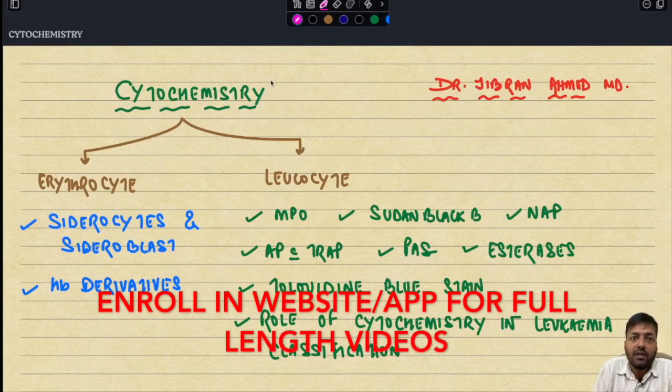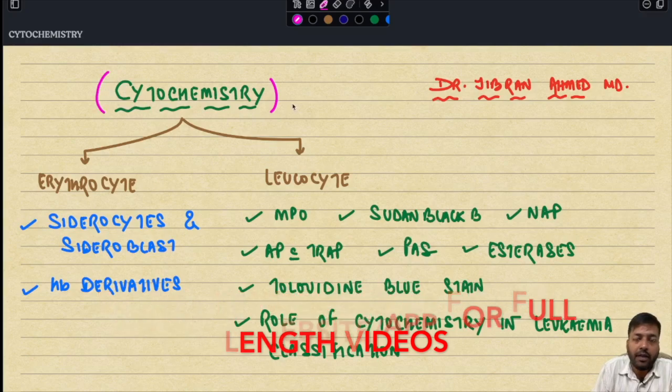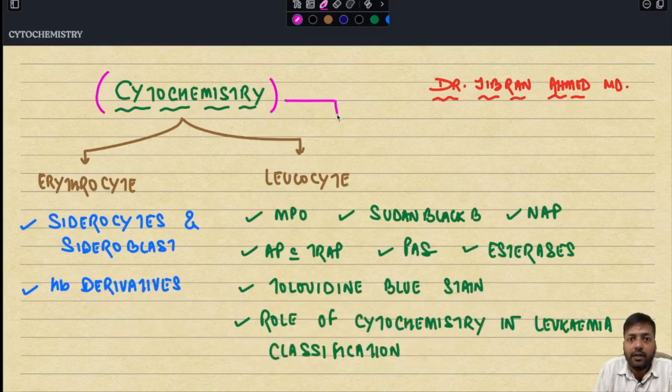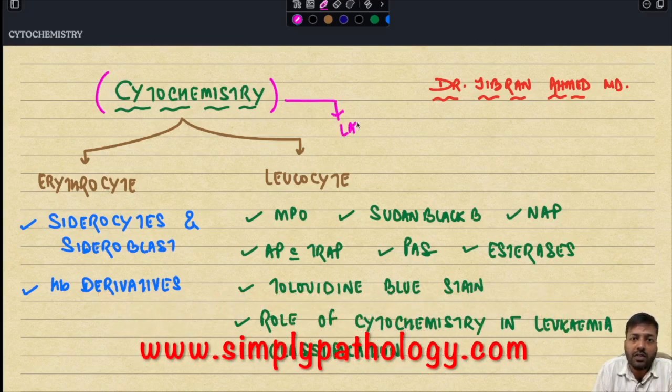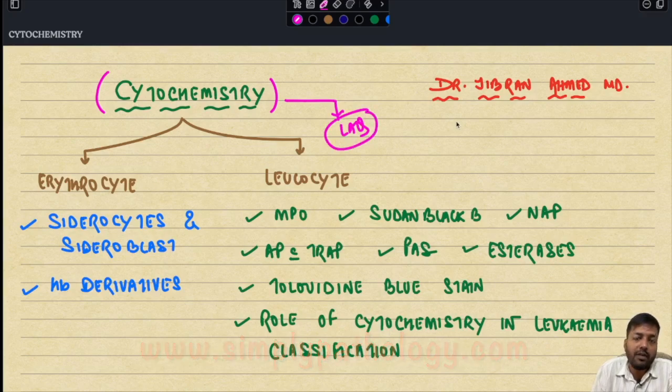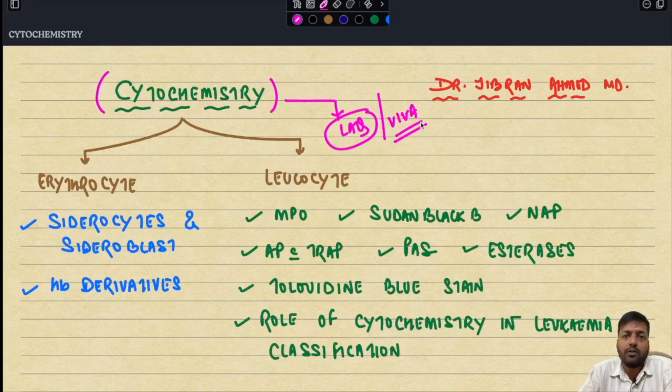Now, cytochemistry is a very important topic in hematology, and every year one long answer question comes from cytochemistry, and a lot of viva questions are asked on it. Unfortunately, this is also one of the topics most neglected by residents. So please understand that this is a very simple and easy topic to understand. Please do not skip this topic for your exam. Without wasting any time, let us begin today's topic of discussion, cytochemistry.